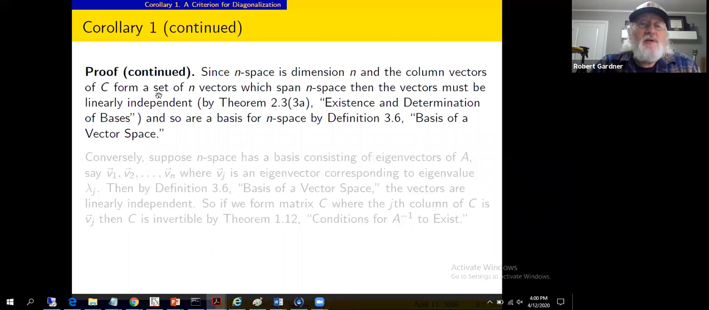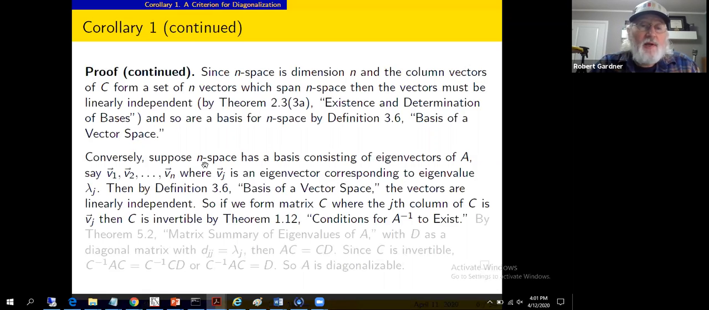The column vectors of C are a set of n vectors which span it. Those vectors are linearly independent because the rank is n, because C is invertible. Theorem 2.3, I guess part 3a or something, also justifies that. So we've got a linearly independent spanning set. That's what a basis is. So if A is diagonalizable, then that matrix C must consist of a collection of eigenvectors that form a basis for n space. That was half of the claim.